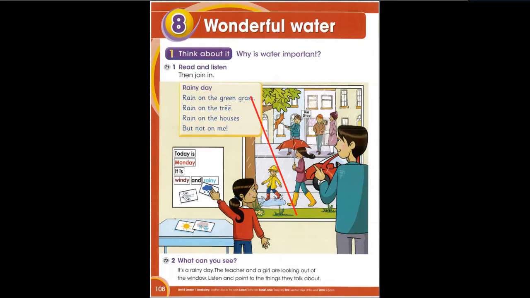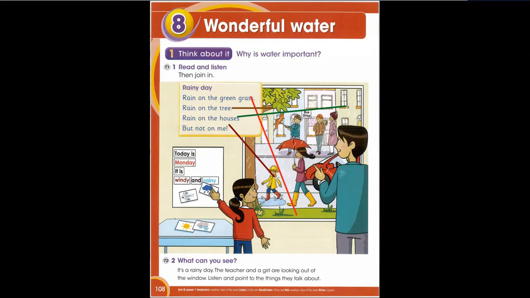Rain on the trees. If you like, you can change the color, or if you want as it is, it's up to you. These are trees. Rain on the houses, but not on me. These are houses, buildings behind, but not on me. Okay, the poem is super easy. The title of the poem is Rainy Day. Rain on the green grass, rain on the tree, rain on the houses, but not on me.